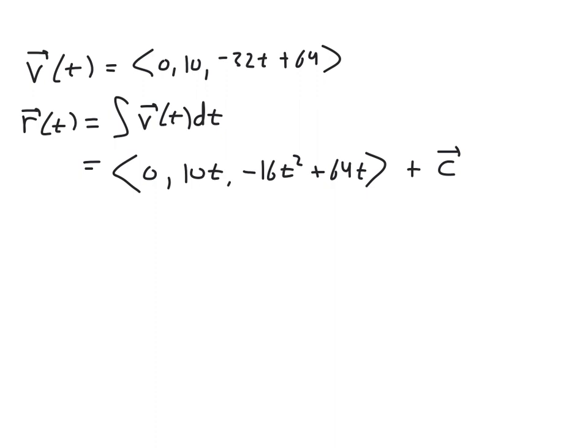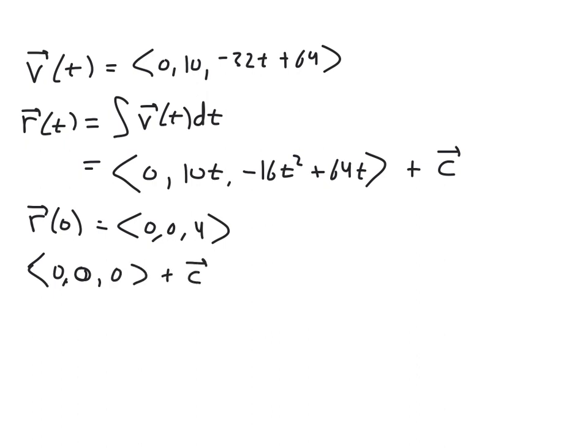And now this is where our initial position comes into play. So we were told our initial position r of 0 was 0, 0, 4. And so r of 0, which we can see here, will be, from our function, 0, 10 times 0 is 0, and negative 16 times 0 squared plus 64 times 0 will be 0. And so r of 0 here is just 0 plus c. And so from this, we conclude that c is the vector 0, 0, 4.